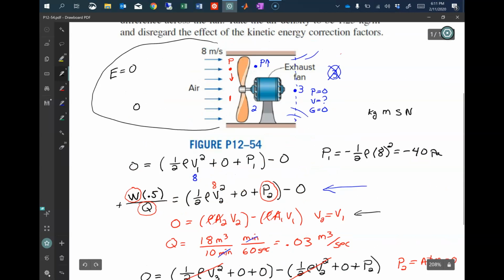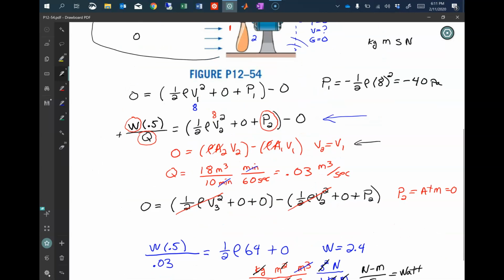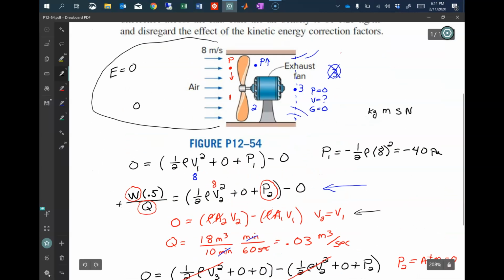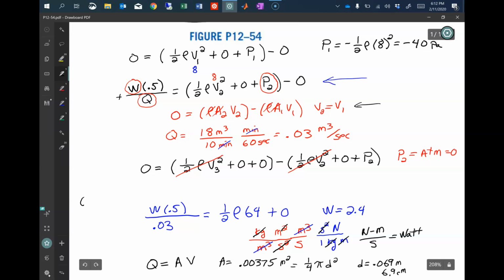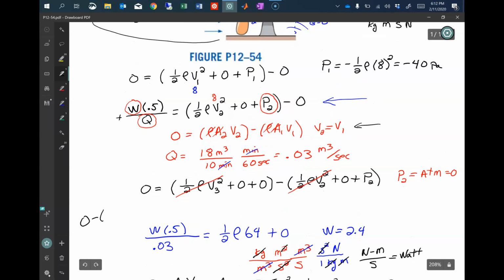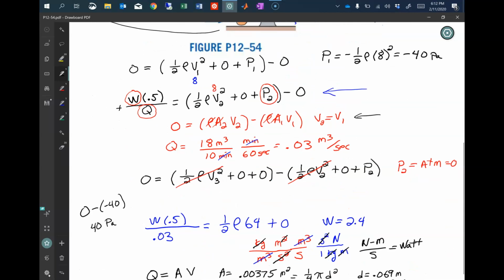What else did they want? The pressure difference. Okay, the pressure difference is going to be P1 minus P2, or P2 minus P1. Okay, P2 minus P1. P2 is 0. P1 is a negative 40. So that would be 40 pascals, and it rises from 1 to 2. Okay, so that should be it.